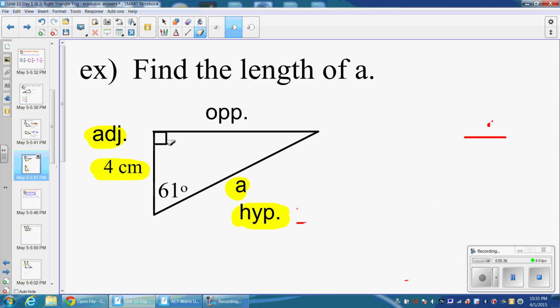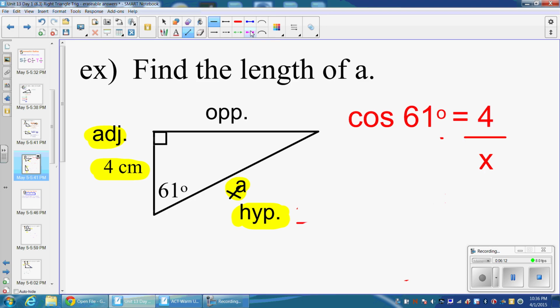All right, so across from the right angle is A, which is my hypotenuse. Across from the 61 is my opposite, and the leftover side is the adjacent. So I have A for the hypotenuse and 4 for the adjacent. So the two sides I'm working with are the adjacent and the hypotenuse. That's the cosine trig ratio. So it's cosine of 61, because that's my angle, is equal to the adjacent, which is 4, over the hypotenuse, which is, oops, I put a, it's an x, whatever, let's change this to x.